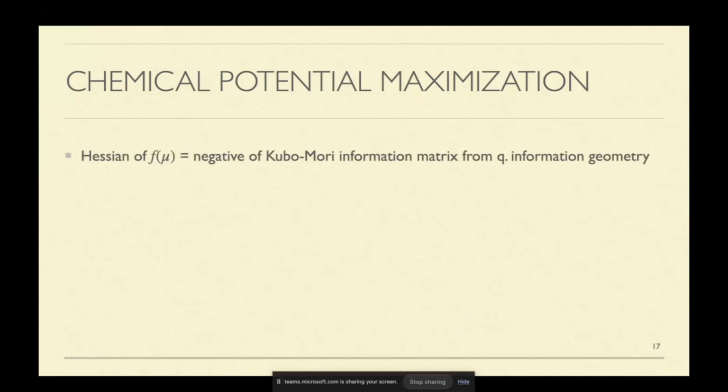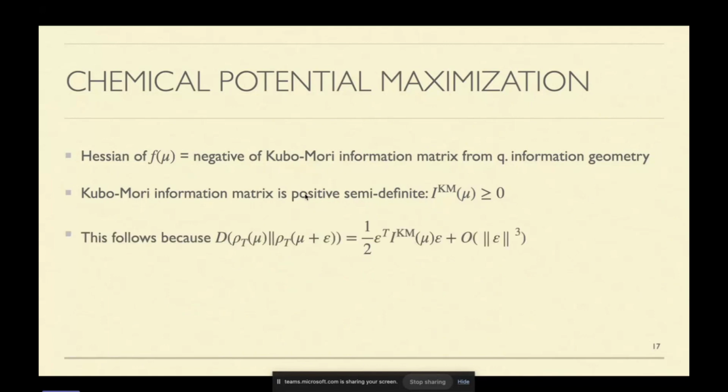Okay, so the Hessian of the objective function for chemical potential maximization is equal to the negative of the Kubo-Mori information matrix. The Kubo-Mori is actually positive semi-definite, okay? That can be seen, and this is certainly not obvious. If you plug into quantum relative entropy a given thermal state and one that's nearby, and you do a Taylor expansion in terms of this epsilon, this vector, which is telling you how near you are to the original state, there's going to be a 0th order term, a 1st order term, and a 2nd order term. The 0th order term will be when epsilon is 0. As we said with relative entropy, if the arguments are the same, then it's 0. So actually the 0th order term in the Taylor expansion is 0.